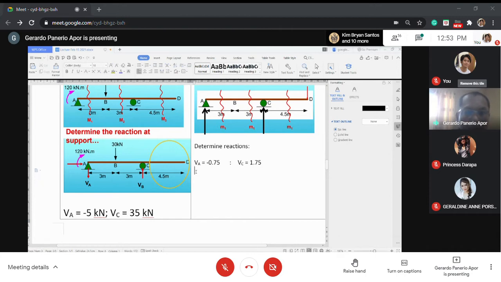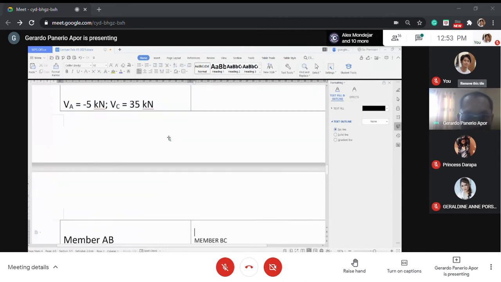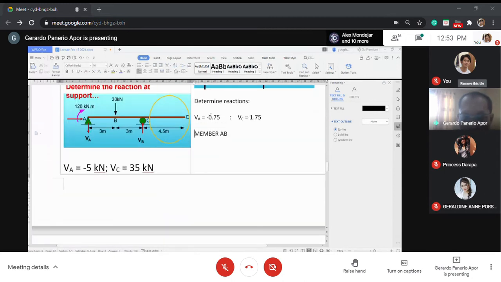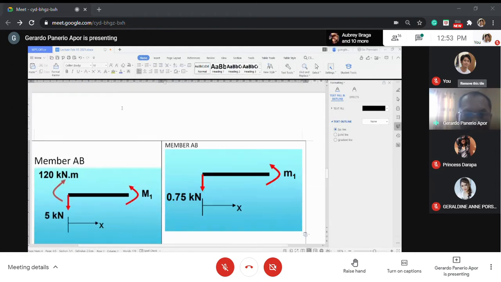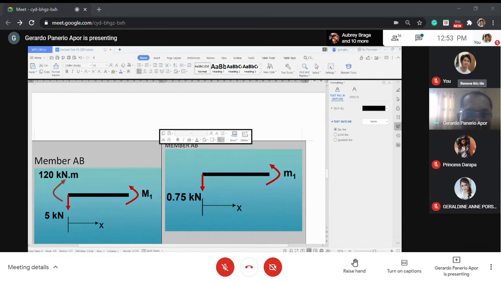For member AB, member BC, and member CD, we are going to make equations. Say I am going to determine for member AB here. So this is the diagram for member AB.